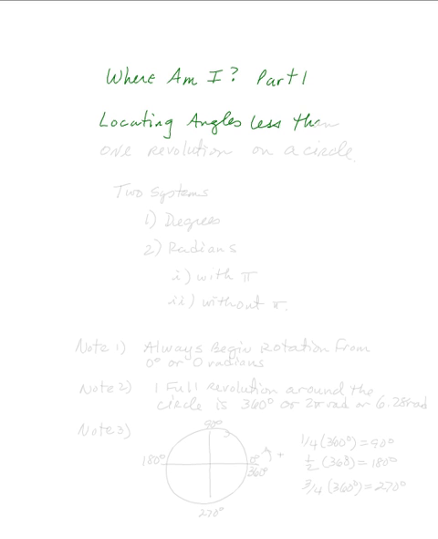They're less than one revolution on a circle. So part 2 will be locating angles that are greater than one revolution on a circle. Now we are going to look at 2 systems of measuring rotation.